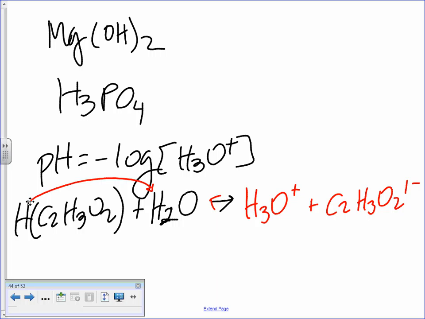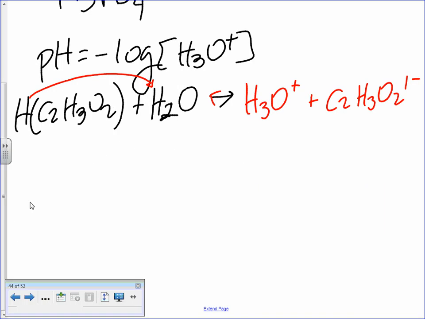And this definitely reverses, because as soon as this ionizes just a little bit and it makes hydronium and acetate, it's like, oh, get back together, reform this. That's because it's weak and it doesn't form this very often, so it's not going to make a lot of this over here. So that's why it's reversible. So what we have to do is something called an ICE box.